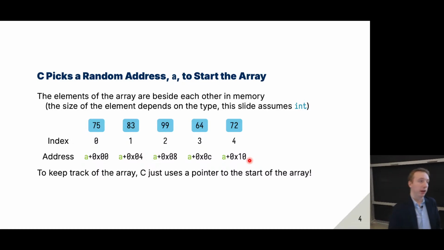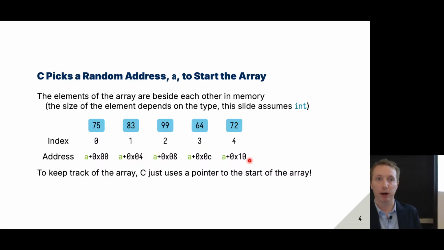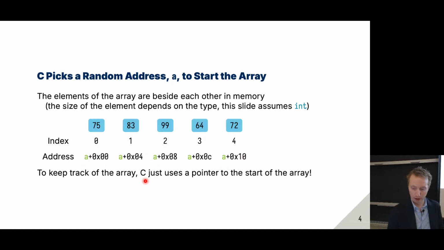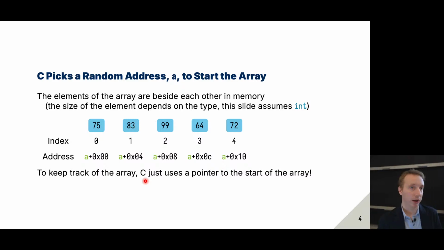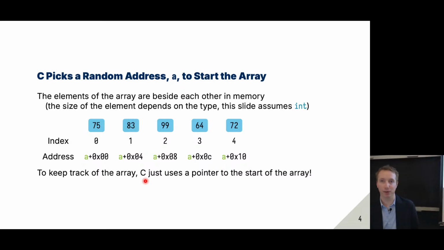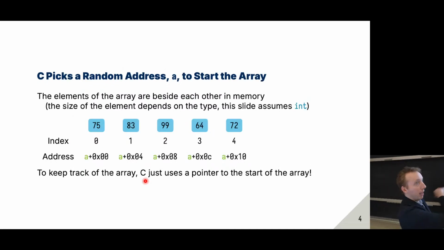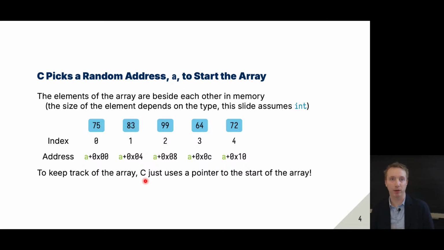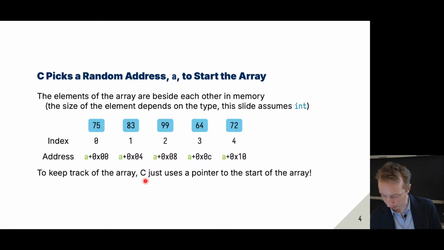So, in order to keep track of an array, all C does, because it knows all the values are going to be beside each other in memory, is use a pointer to the start of the array, and it only keeps track of that pointer. So your array is actually represented as just one single address. Any questions about that or how that's laid out? So it's all beside each other in memory. You can count it up. It's 20 bytes in this case. All right, cool. We are experts.